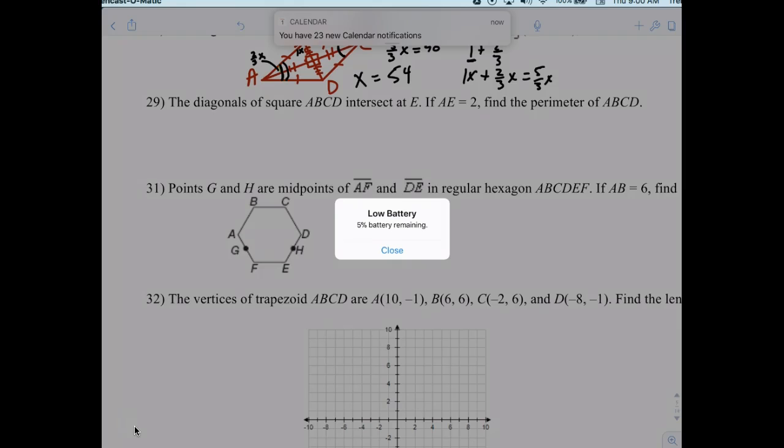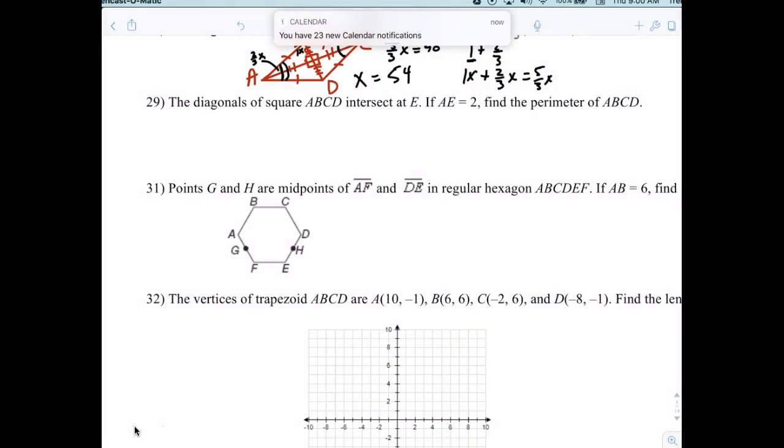Low battery. What is low? It says 100%. No, I know, but it could be my pencil, it could be lots of things.